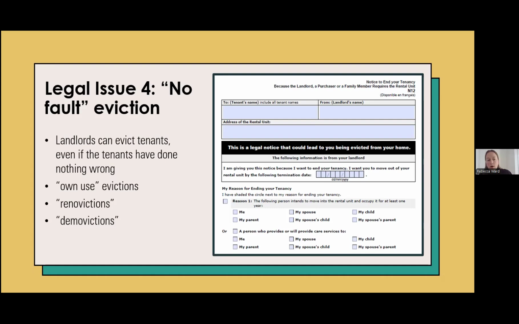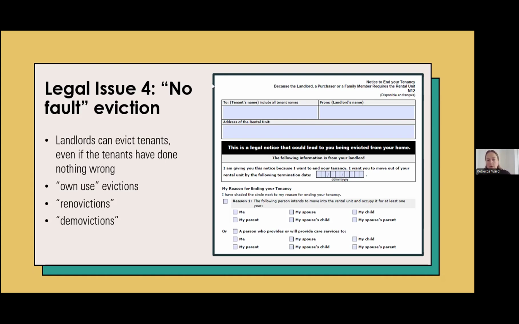Kind of similar are the next two examples I have on the screen called renovictions and demovictions. Those are colloquial terms we use to describe evictions based on a landlord wanting to renovate or demolish the property. The form the tenant would receive is not an N12, it's an N13. Similar to N12s, there are requirements of notice and compensation that must be paid to a tenant. There are different legal tests a landlord must meet if they want to evict somebody because they plan to demolish or renovate the unit. But we won't get into that now.